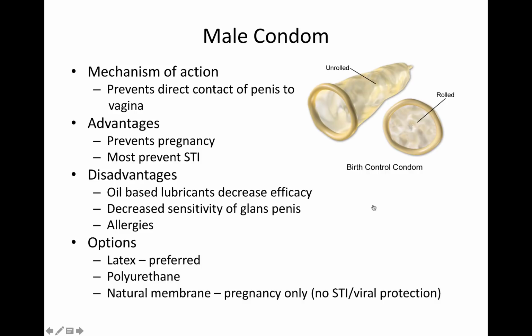Disadvantages include decreased efficacy with oil-based lubricants, possible decreased sensitivity of the glans penis, and allergies, as the most common products are made with latex. It's also important to note that the latex male condoms are preferred. Another product available is the polyurethane ones. And again, in talking about the natural membrane ones, they only protect against pregnancy.